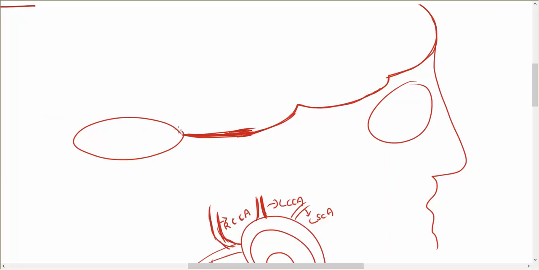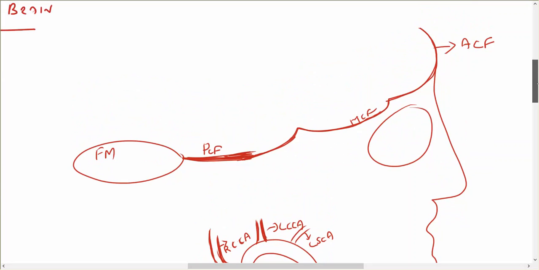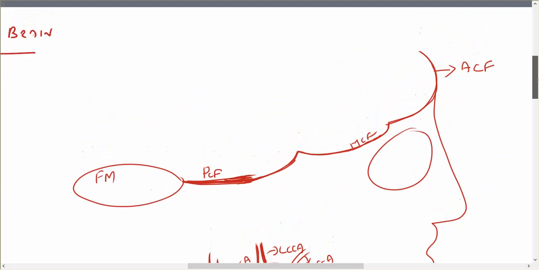Okay. Now this is the anterior cranial fossa, and this is the middle cranial fossa, and this is the posterior cranial fossa. This is the foramen magnum. Okay, so, understand? This is the transverse section, so we cut the skull horizontally. Okay.